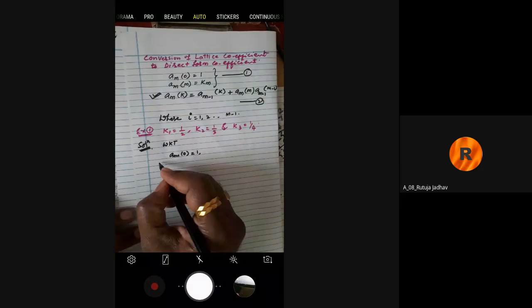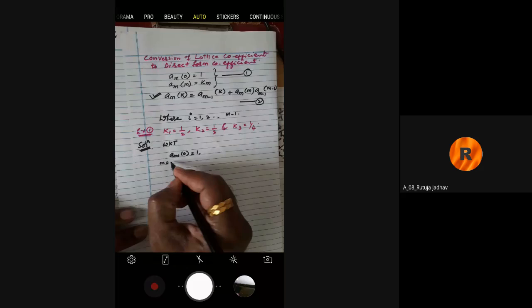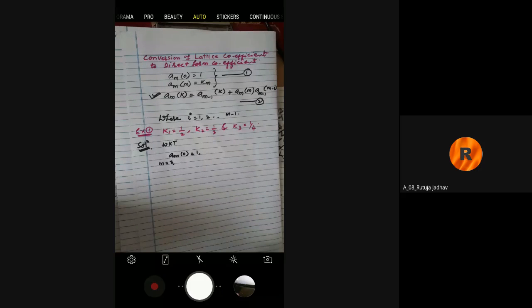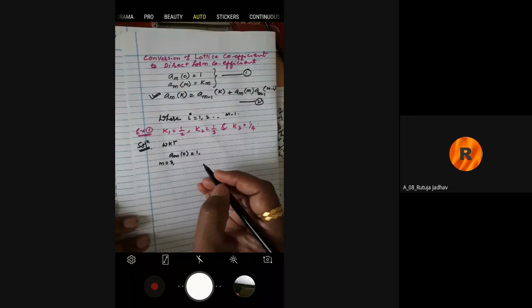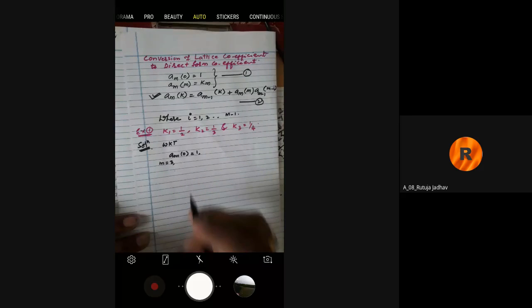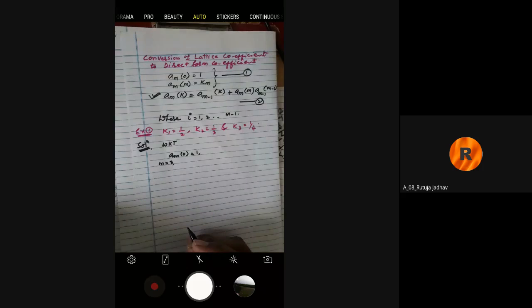ठीक है. तो अब m का वैल्यू क्या हुआ? m equals to 3. ठीक है. And then what about I? For m equals to 3, I is equals to 1, 2. 1 and 2. Okay.